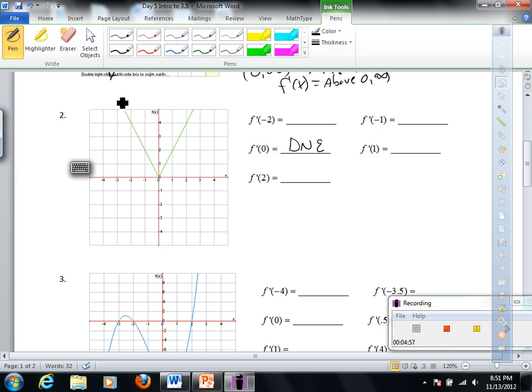Since this is just a line, I can find the slope of that line anywhere I go. It looks like I need to go down 2 and over 1. So it looks like the slope at -2 is -2. Looks like the slope at -1 is also -2. If I come over here, the slope at 1, well, anywhere on this line looks like this slope is 2. So there, I got those.